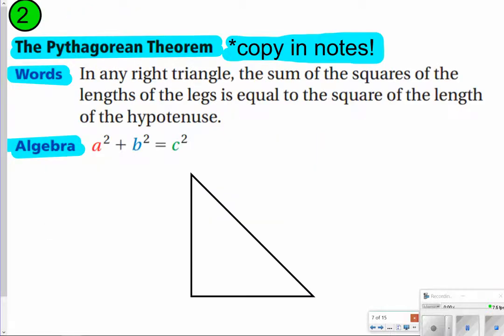So number 2 in your notes, you're actually going to copy down the Pythagorean Theorem. The Pythagorean Theorem is a squared plus b squared is equal to c squared, and that just means if this is correct, it is a true right triangle.